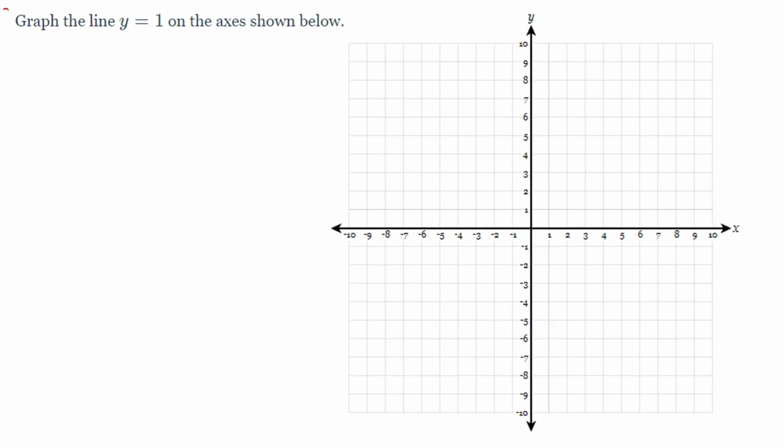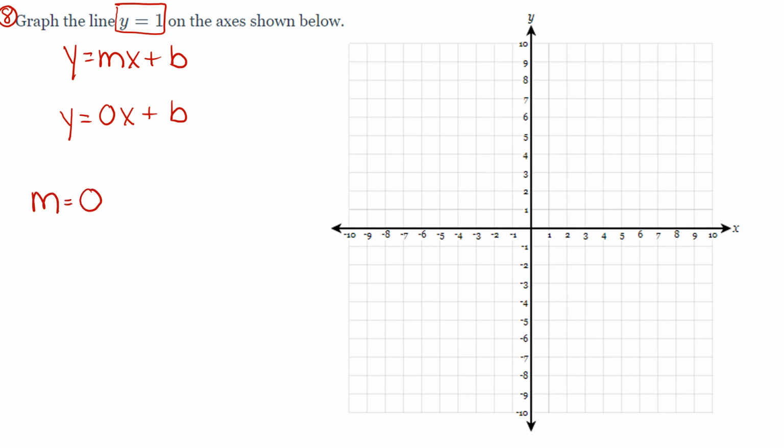For our last problem, number 8, we have the equation y equals 1. In relation to slope-intercept form of y equals mx plus b, this equation would be written as y equals 0x plus b. You'll notice that in the equation y equals 1, there is no mx value. Because there is no mx value, our rate of change or our slope is 0. The initial value would be the 1. That would be the plus b that's at the end of the equation.